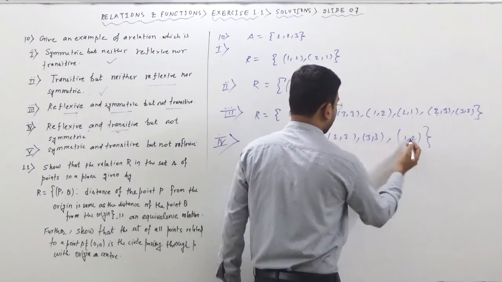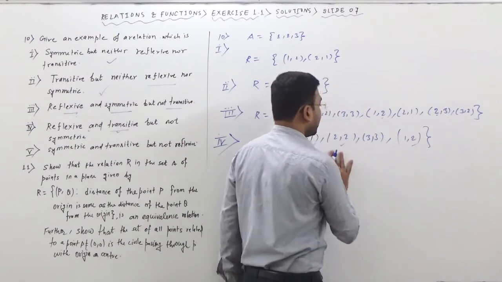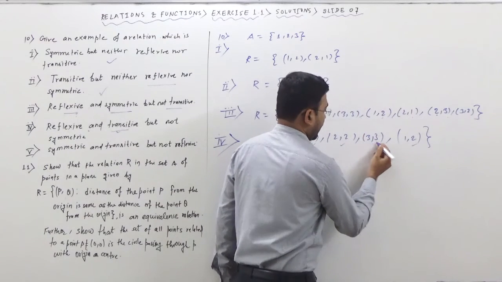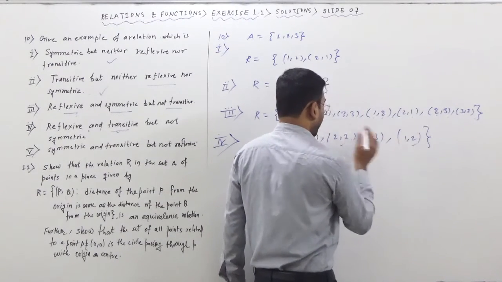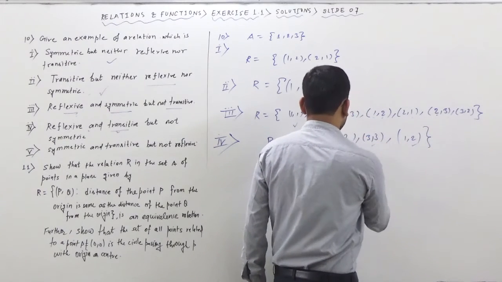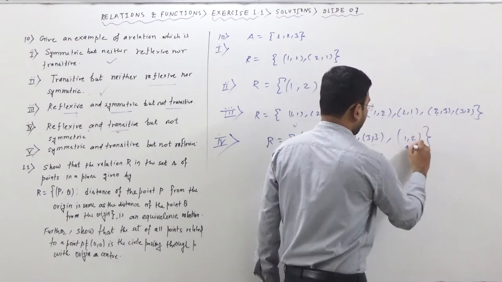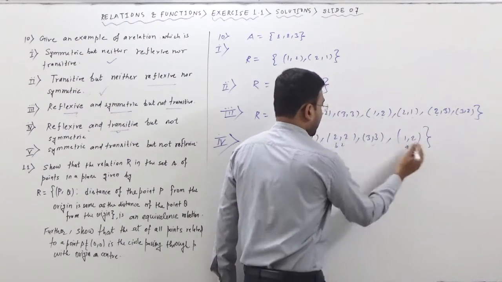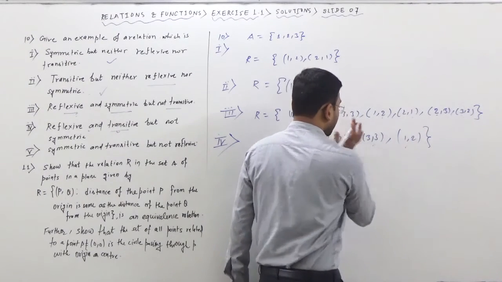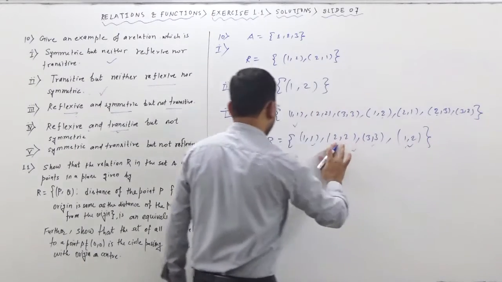Now 2 comma 2 is there, nowhere 2 is starting. Okay, we'll not check it. Now 3 comma 3 is there. Now from 3 anywhere is starting? No. So this is also transitive. Now A comma B is there, B comma C is there. Let us suppose this is A comma B. This is B comma C. Now A comma C is going to be what? 1 comma 2. 1 comma 2 again it is there. So this is what we have, a transitive relation.